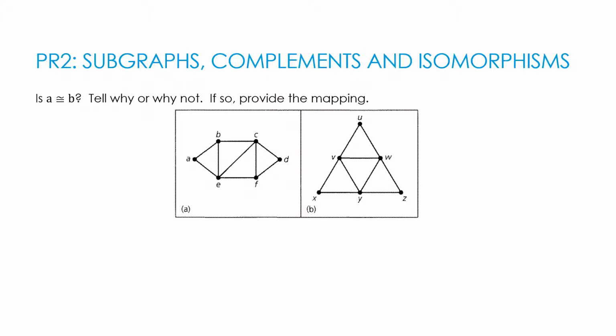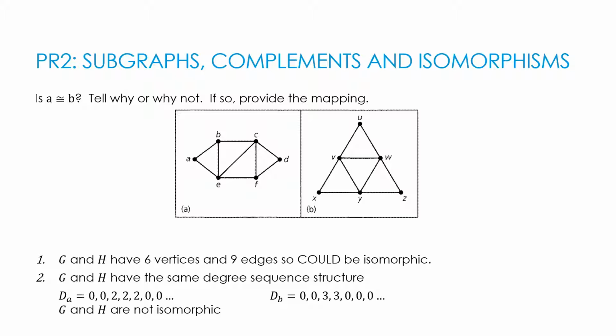One last question for you to try. Use that graph isomorphism theorem to go through the checklist to see if these are, in fact, two graphs that are isomorphic. If they are, provide the mapping. If they're not, tell me why not, using one of those things that we talked about in the graph isomorphism theorem. When you're ready, press play to see how you did.